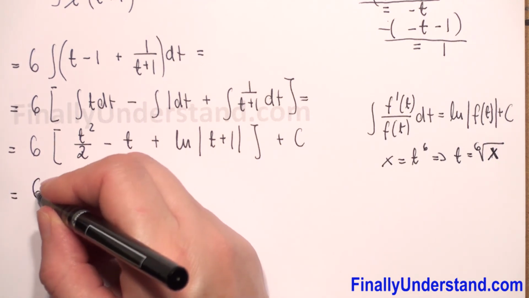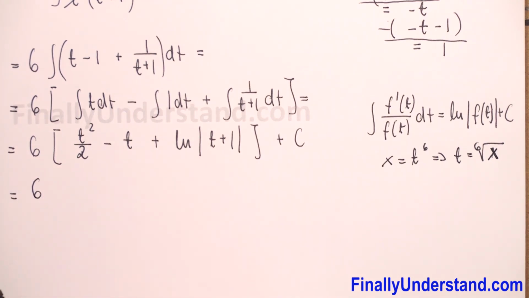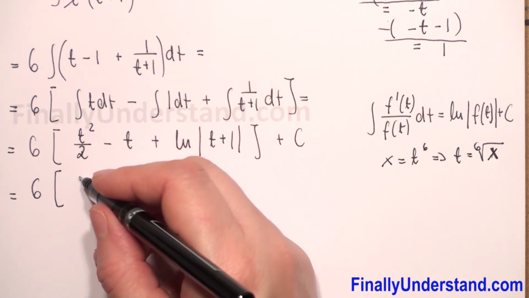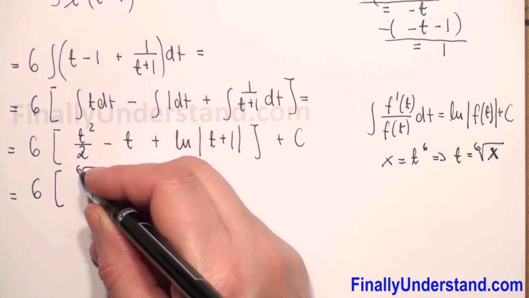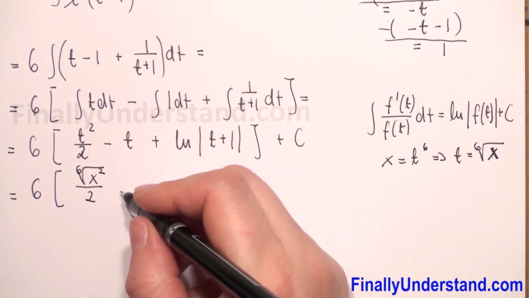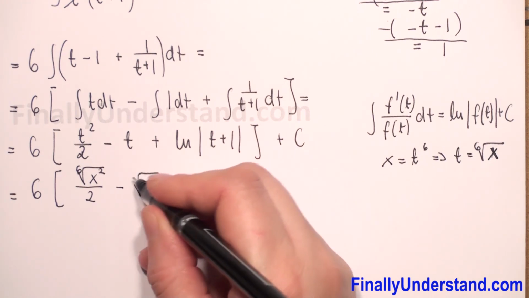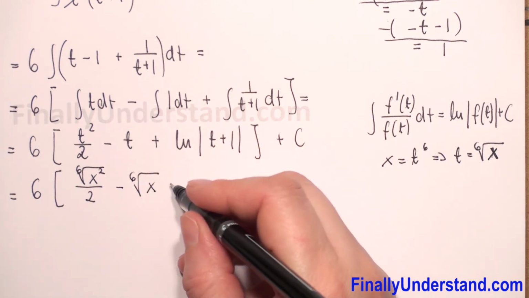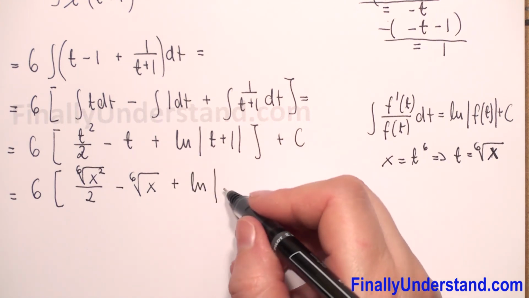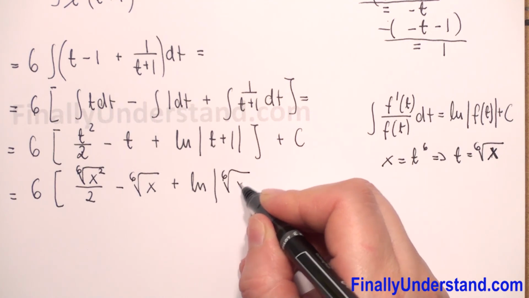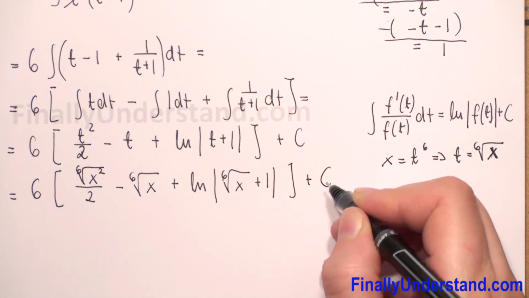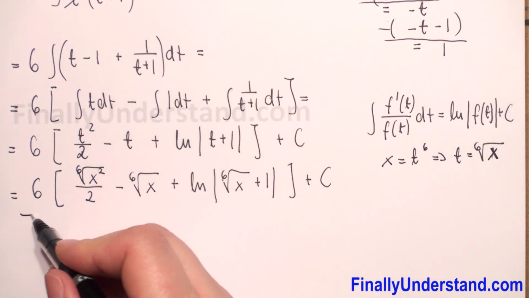So we have 6 times, in brackets we will have t squared, so it will be the 6th root of x to the second power over 2, minus the 6th root of x, plus the natural logarithm of the absolute value of the 6th root of x plus 1, plus constant C. This is my solution.